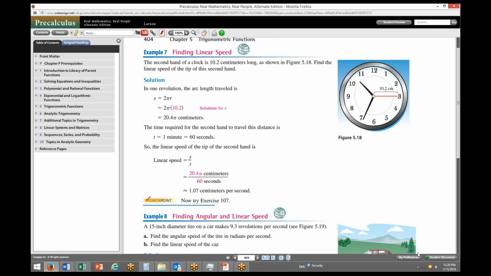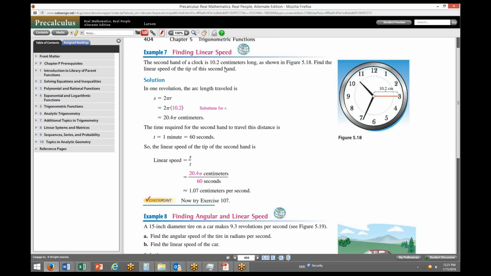So here we go. In one revolution of the second hand, the arc length traveled is, using the formula from geometry for circumference, 2 pi r. So the arc length S in one revolution is equal to one full circumference. You remember capital C for circumference from geometry. So S equals capital C equals 2 pi r for one full revolution.